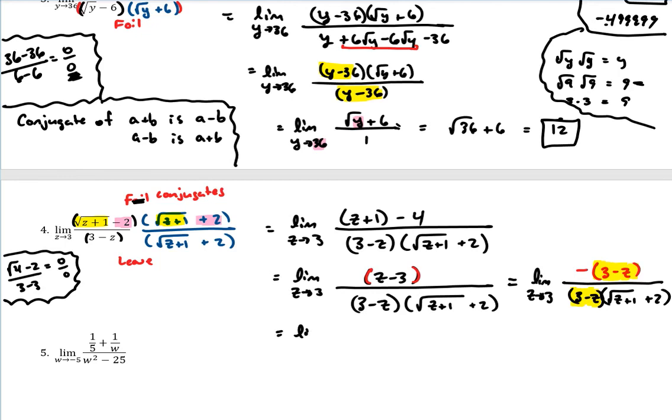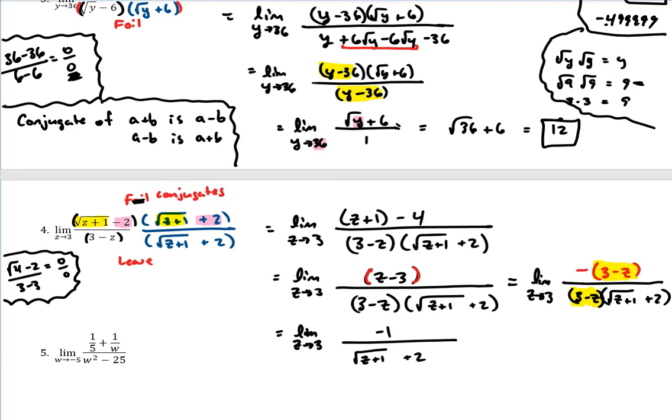So this becomes the limit as z goes to 3 of, all right, so the 3 minus z got canceled. I'd still have a negative 1 as a placeholder, so you never just change it into 0. The 1 is always a placeholder, and then the negative's there still, so negative 1. And then this 3 minus z that's highlighted is gone, and then we still have the square root of z plus 1 and then plus 2.